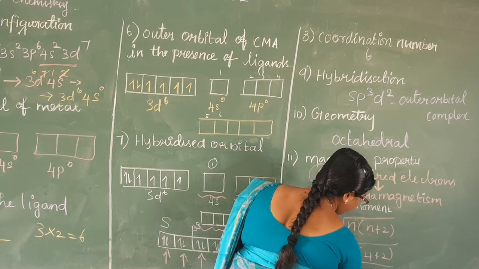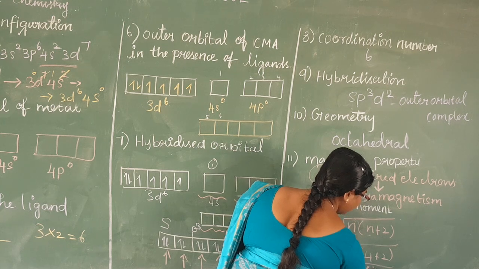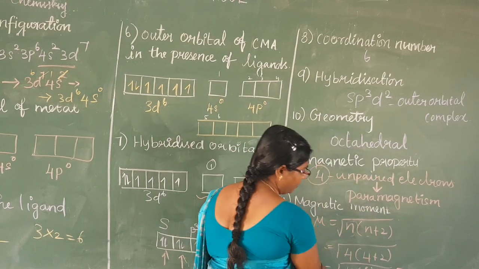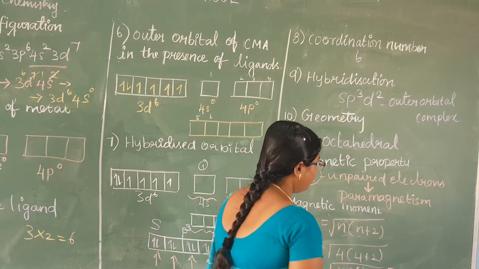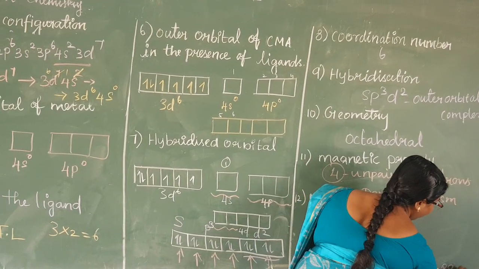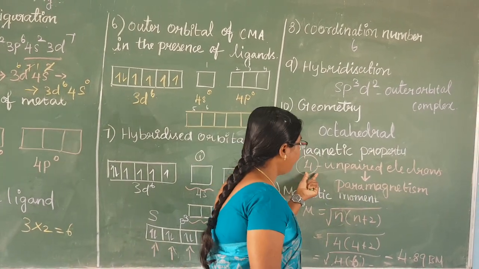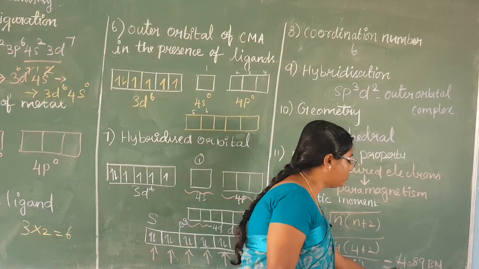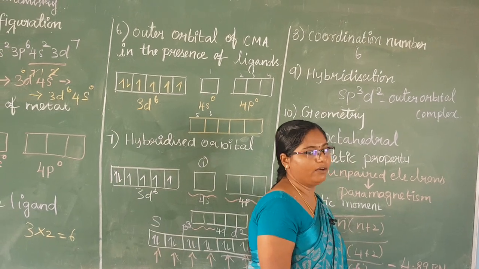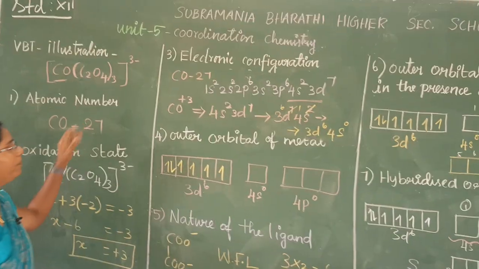So 4 into 6. If you do the simple calculation, what is the answer that you will get? 4.89 Bohr magneton. Okay. If the number of unpaired electrons is 4, the value will come around 4 only. Okay. So this is the nature of bonding in this complex.